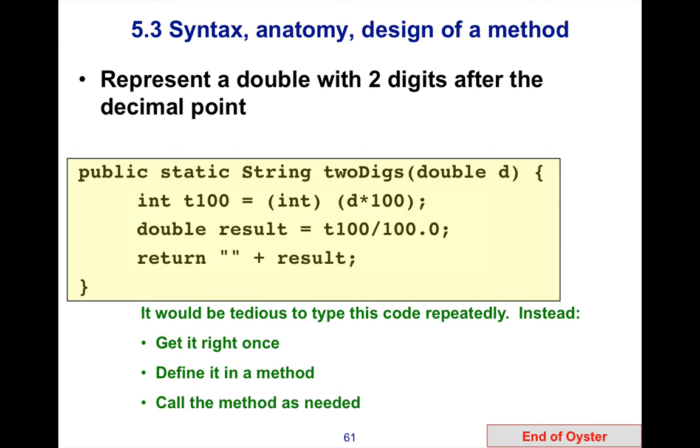So these 3 statements, which we've actually seen before, are now realized as a method, and we can now use 2digs any place we like to in our code. And this allows us to get it right once and define the method and then call the method wherever we like.